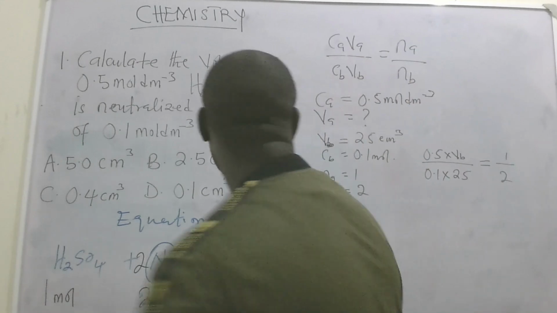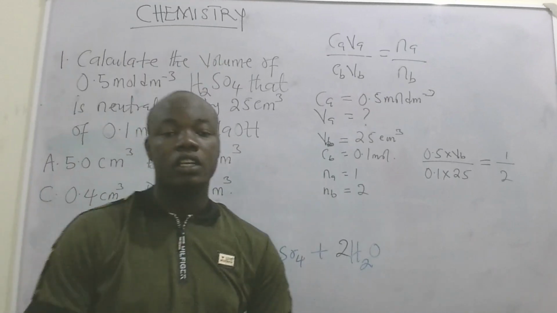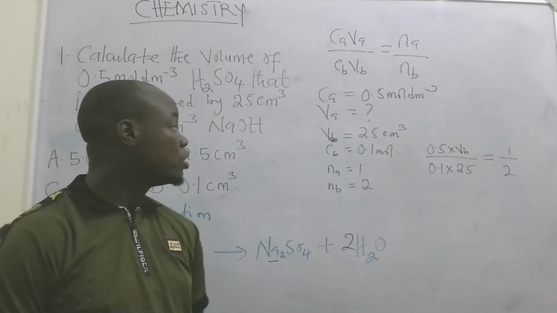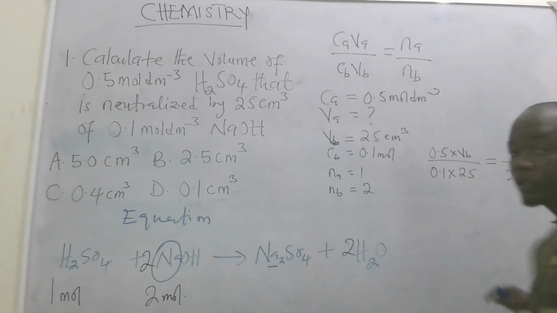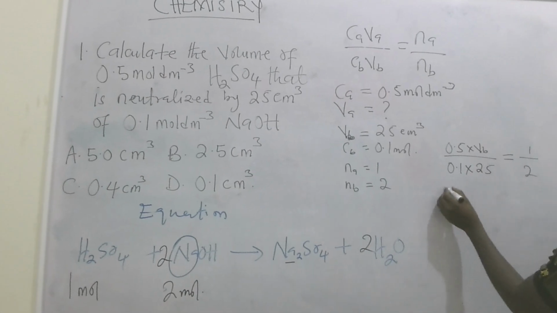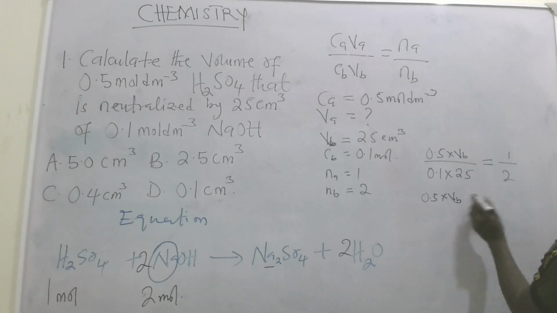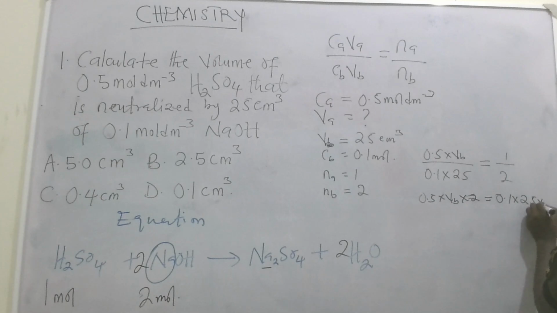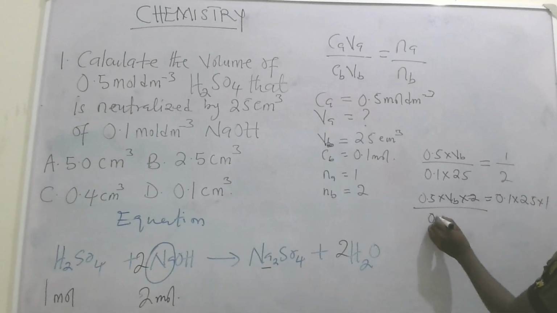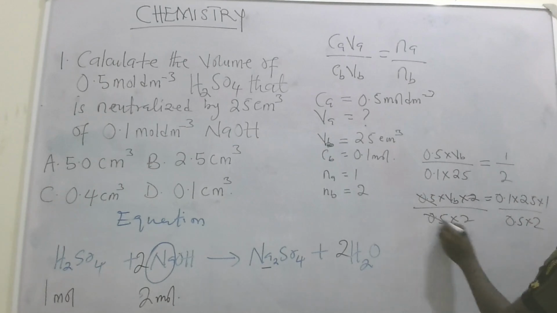So to make the volume of the base the subject of the formula, we are now going to cross multiply and then divide both sides. After we cross multiply, we are going to have 0.5 times V_b is equal to 0.1 times 25 times 1. Then divide both sides by 0.5 times 2, and this will cancel this.